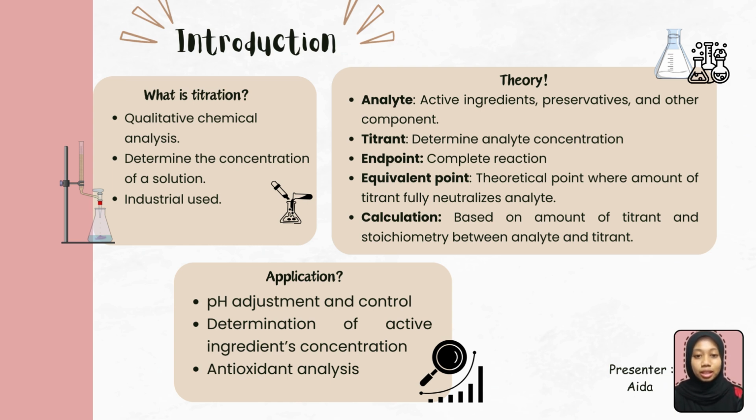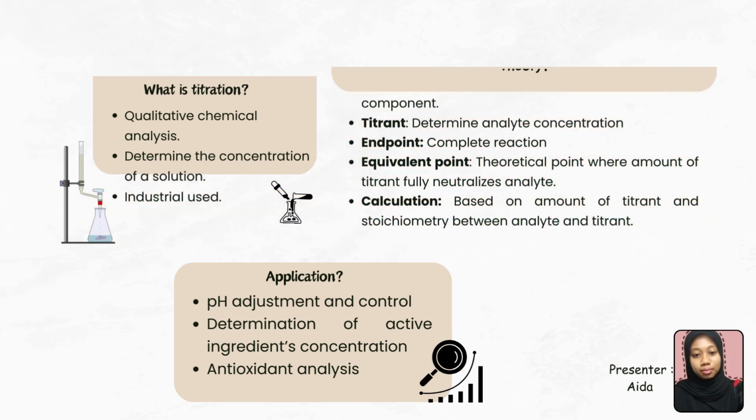The second point in the titration is the equivalent point, which is the point where the titrant has fully neutralized the analyte. After the titration is done, there is a calculation based on the amount of titrant used and the stoichiometry between the titrant and the analyte. Titration is applied in the cosmetic industry to adjust or control the pH level, to determine active ingredients, for example AHA or vitamins, and for antioxidant analysis to maintain the stability of the product.